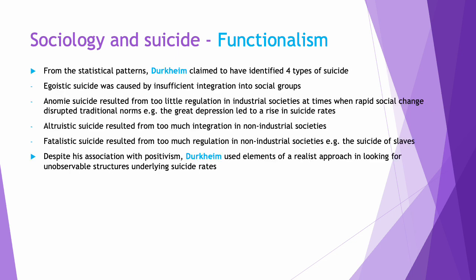From the statistical patterns, Durkheim claimed to have identified 4 types of suicide. Egoistic suicide was caused by insufficient integration into social groups. Anomic suicide resulted from too little regulation in industrial societies at a time when rapid social change disrupted traditional norms. Altruistic suicide resulted from too much integration in non-industrial societies, and fatalistic suicide resulted from too much regulation in non-industrial societies.